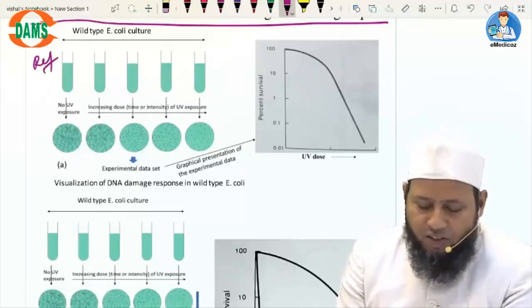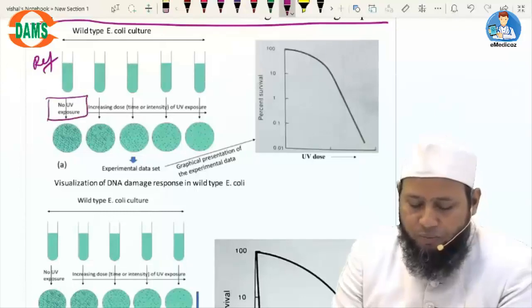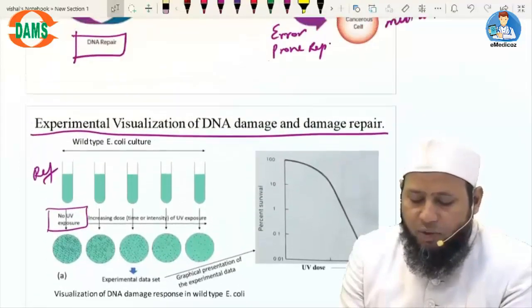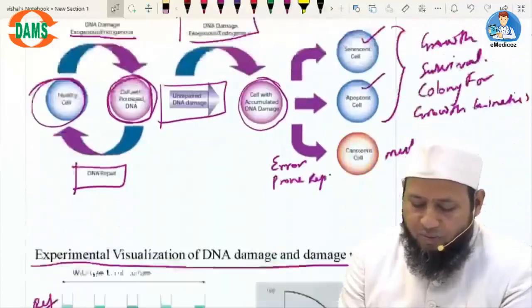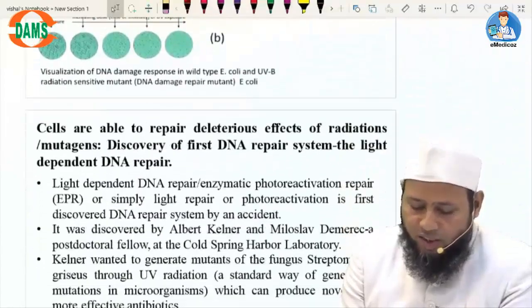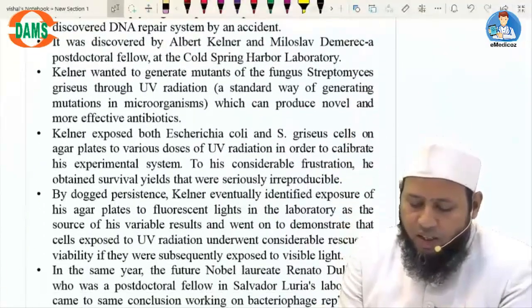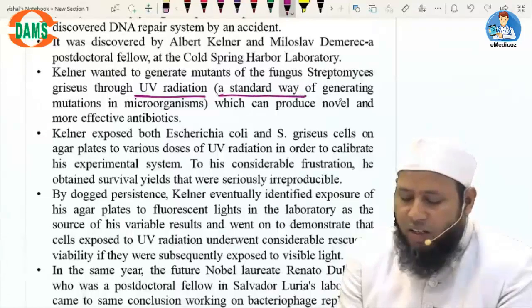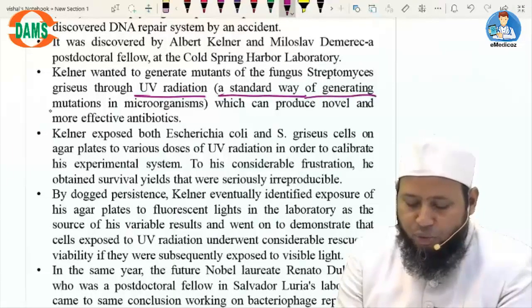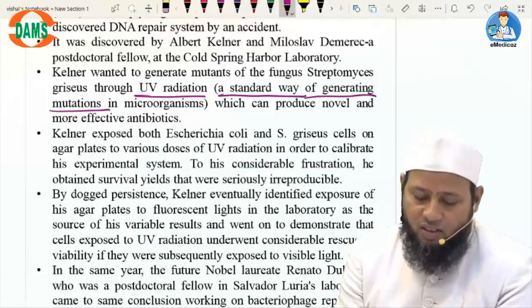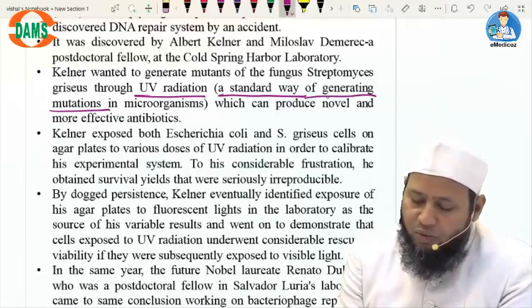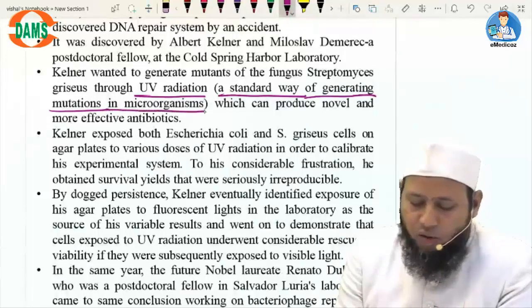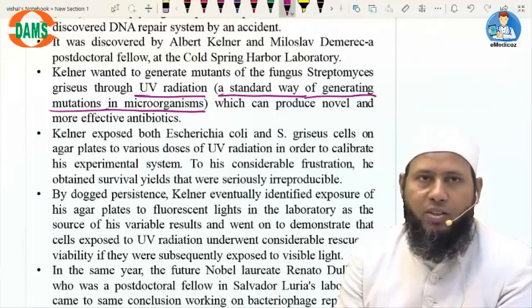For the reference culture, after culturing, you don't expose it to UV. So basically we use UV radiation. Why do we use UV radiation? Because UV radiation was at the moment in history a standard way of generating mutations and mutants in microorganisms.